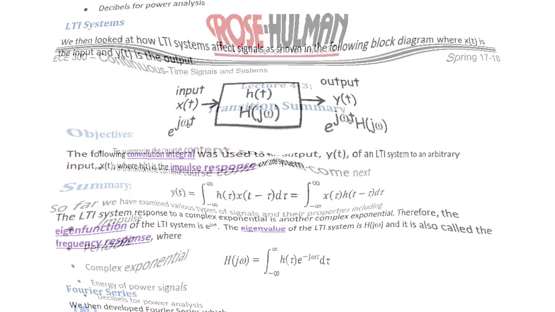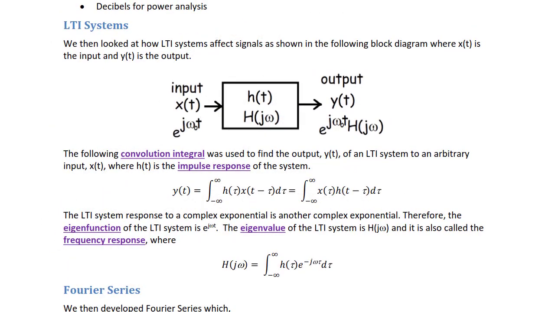We also examined linear time-invariant systems, which should have been a bit of a review from your AC circuits and your circuits and systems courses, and we looked at how LTI systems affect signals as shown in the following block diagram, where x(t) is the input and y(t) is the output. And if we have a periodic signal, we can have the input represented as a complex exponential. We saw we can do this by using Fourier series.